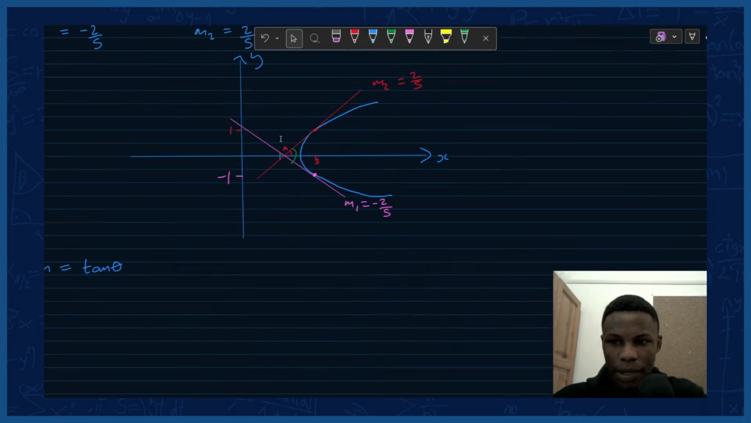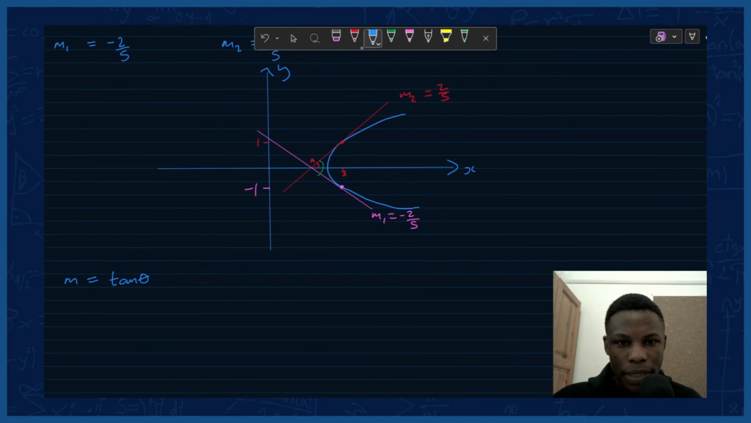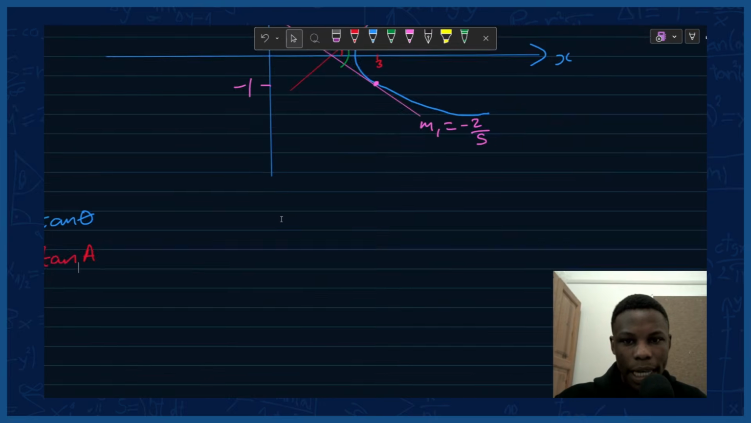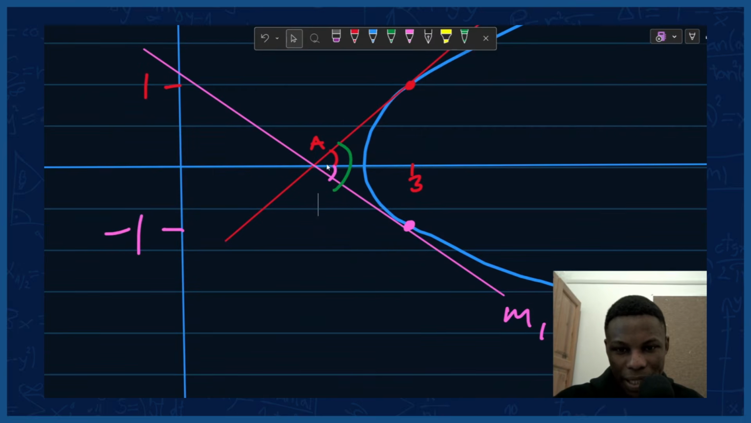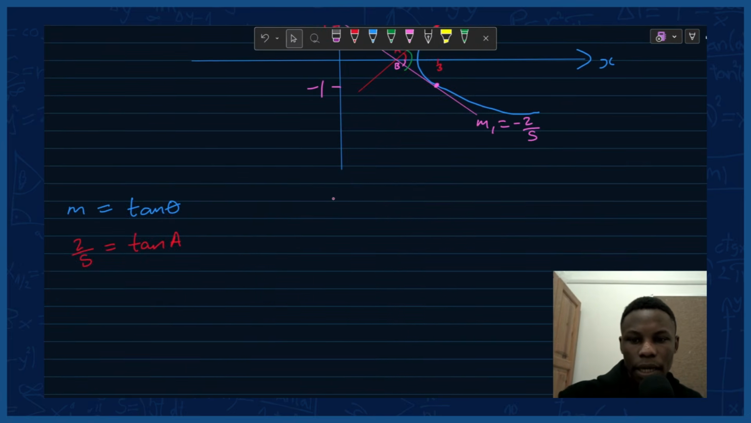We know this is the m2 one. We know m2 is 2 over 5, and this is equal to tan of our angle between the positive x-axis and the tangent itself. So 2 over 5 is equal to tan A. Then, if we zoom in again, m1 would be equal to tan of the angle that our other tangent forms with the positive x-axis, and we can call this angle B. So negative 2 over 5 is equal to tan B.